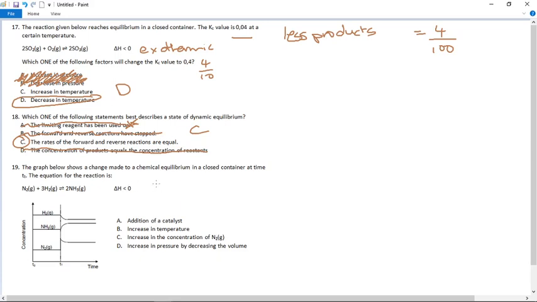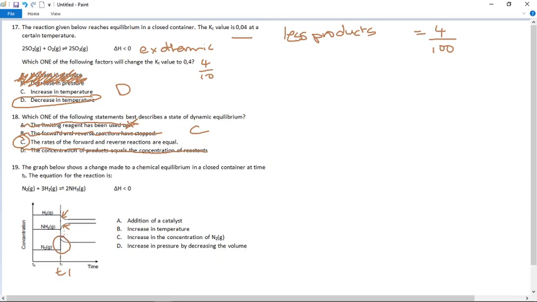Number 19, the graph below shows a change made to a chemical equilibrium in a closed container at a time T1. The equation for the reaction is, okay, this is the Haber process. Nitrogen plus hydrogen gives me 2 ammonia, and it's an exothermic reaction. Delta H is less than 0. Now this is not the world's best graph, but if you have a look here at time T1, can you see that there is a gradual change here, a gradual change here, and a large change here?